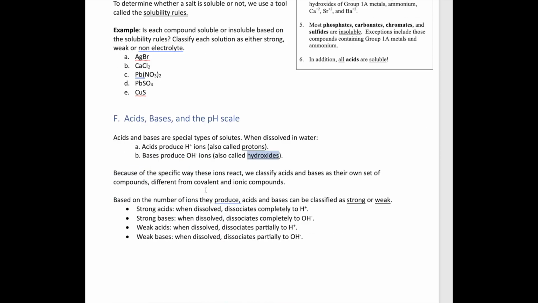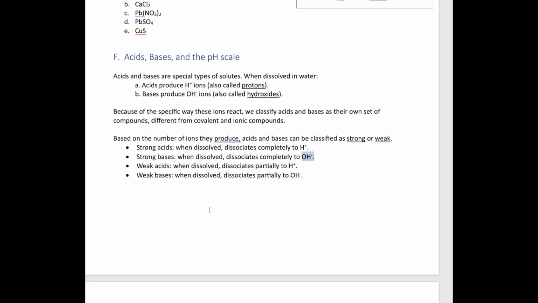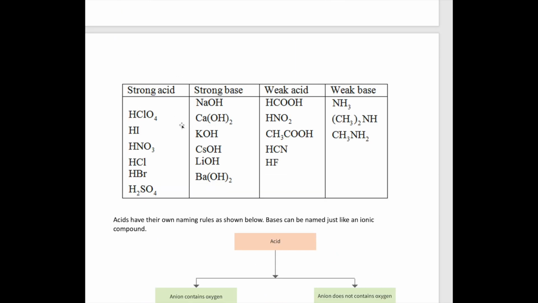Strong and weak bases are pretty much the same, except that now we're talking about the hydroxide ion, or OH-. So strong bases would produce a lot of hydroxide ion. Weak bases would produce very few hydroxide ions when dissolved in water. This table provides a small sample of strong acids and bases and weak acids and bases so that you're aware of what they are. Particularly for the strong acids, you want to memorize them because there are 6 of them, and all the other acids you'll see are weak.